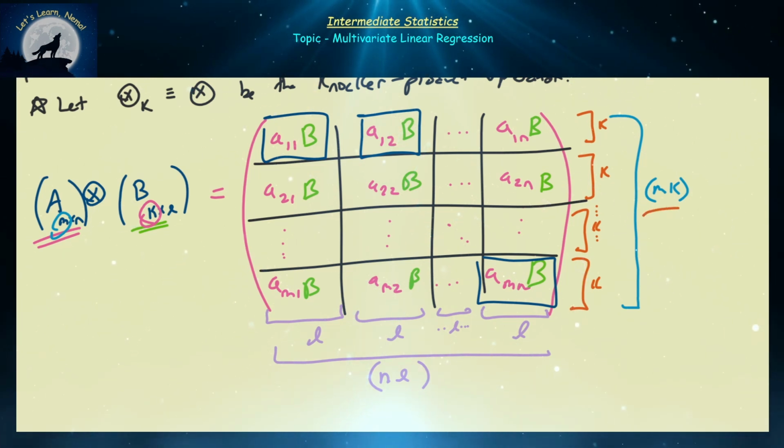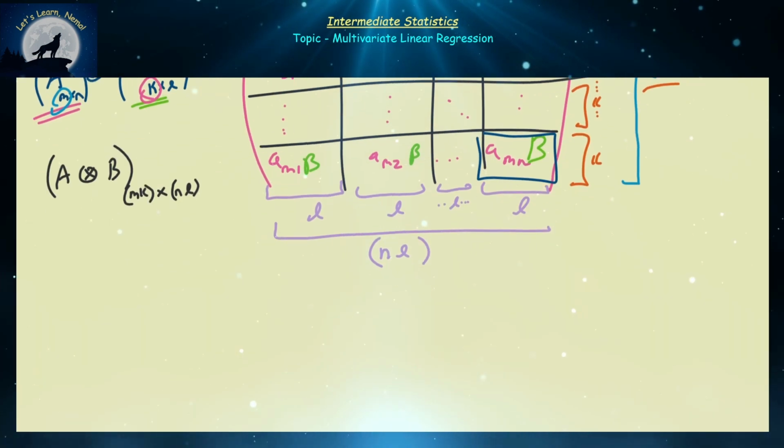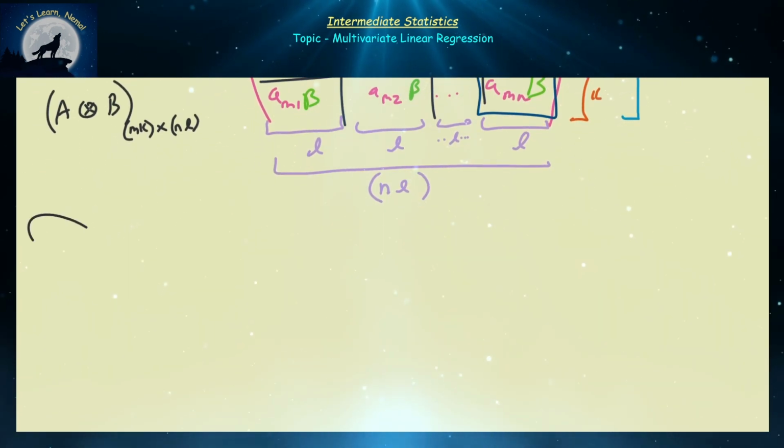Therefore, this entire matrix, A Kronecker product with B, is going to be an MK by NL matrix. Right? So that is how you can do Kronecker products with matrices. And there's one very beautiful theorem associated to Kronecker products, and also it's connected to vectorizations.